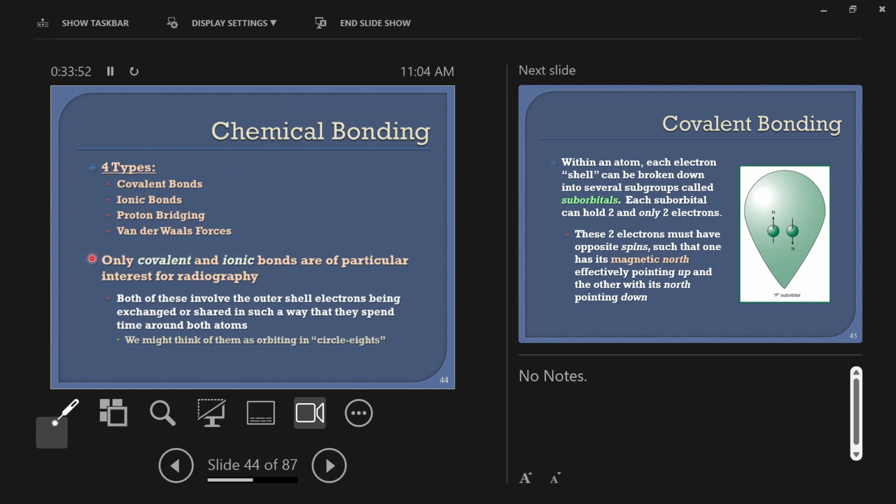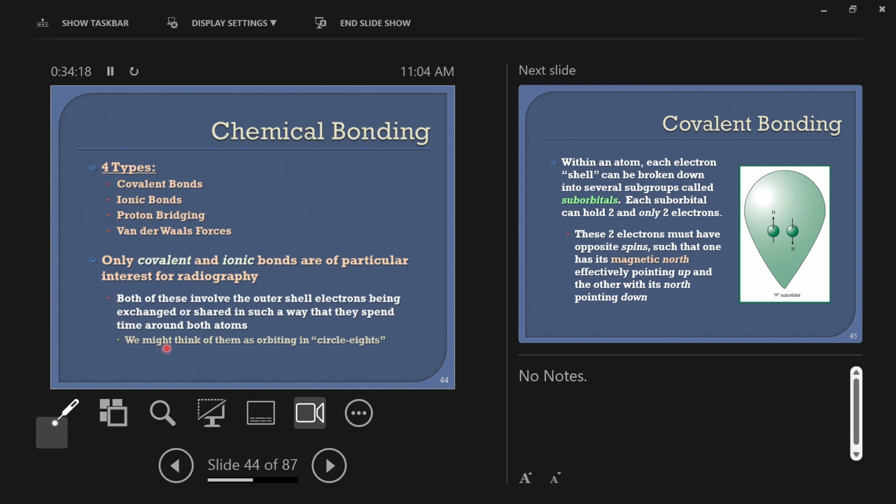Oh yeah, here we go. Only covalent and ionic bonds are of particular interest for radiography. So we're going to talk about all 4. We should be familiar with the first 2 though. Both of these, covalent and ionic, involve exchanging or sharing outer shell electrons in such a way that they spend time around both atoms.